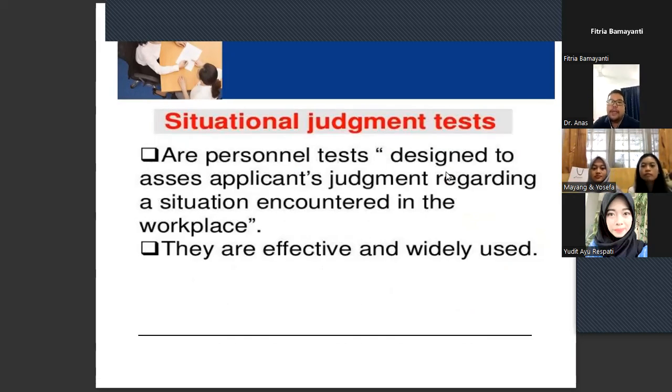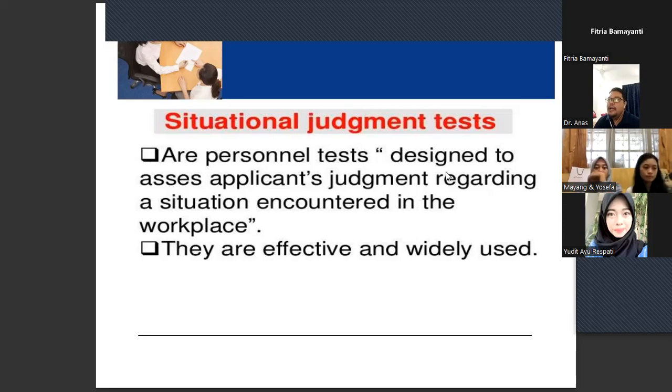Next slide. Okay. The next is a situational judgment test. Okay, this personnel test is designed to assess applicant judgment regarding situations encountered in the workplace. They are effectively and widely used. So these are the situational judgment tests.